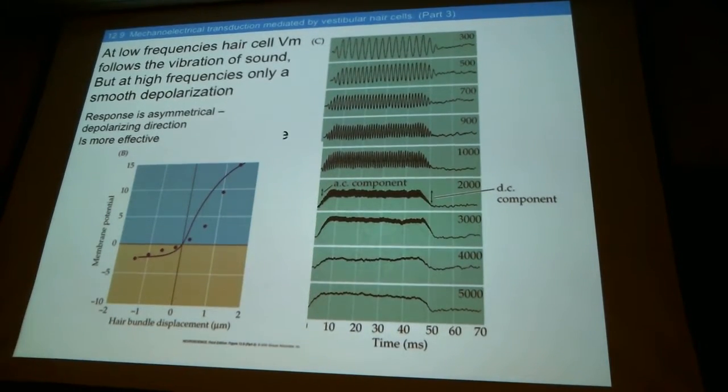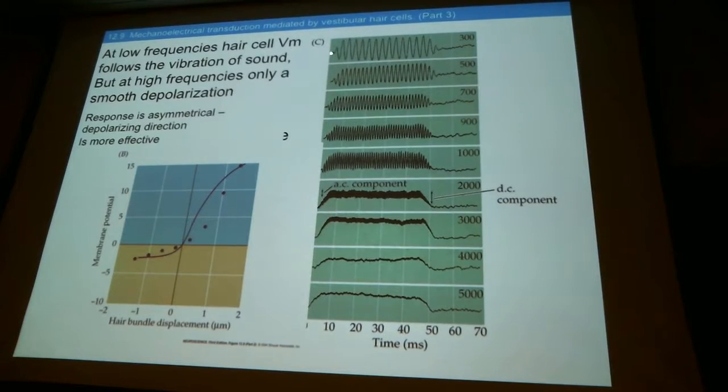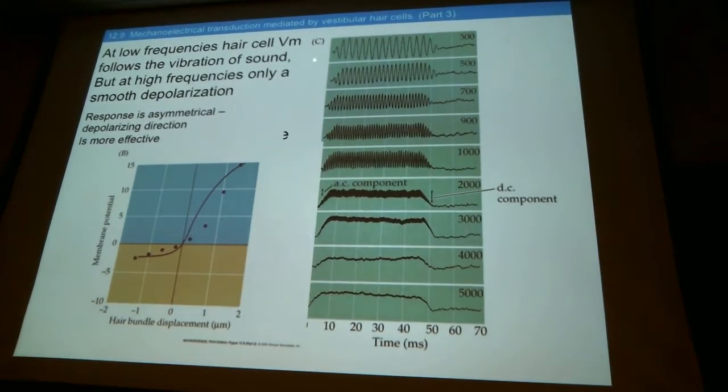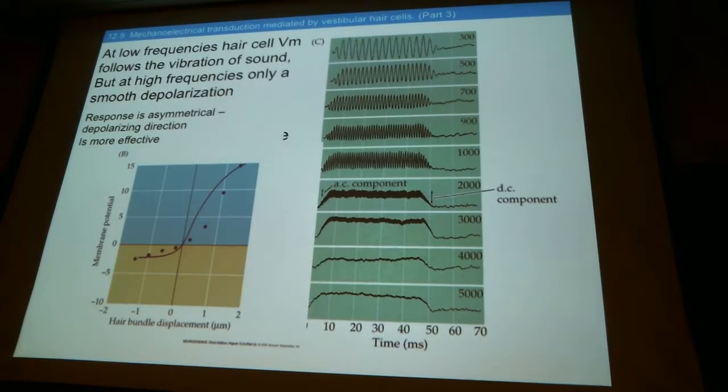relatively rapidly. So these are all recordings of hair cells. This is membrane potential from hair cells that are tuned to different frequencies. So this is tuned to 300 hertz, 500 hertz, and so on, 1,000 hertz, 3,000 hertz, and so on. If the frequency is relatively low, so the stereocilia are vibrating back and forth relatively slowly, the membrane potential can actually follow that. Each of these deflections is a back and forth vibration of the stereocilia.